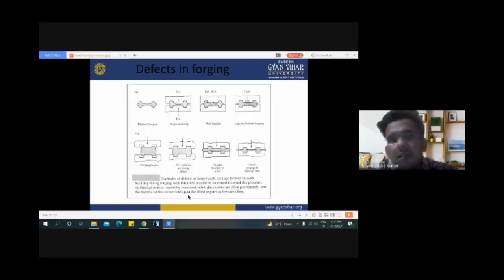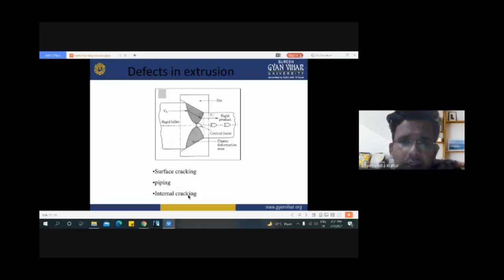Now these are the various defects commonly occurring in the forging process, like buckling, bending, wave buckles, laps in finished forging, forging bend, die cavities not being filled, cracks developing in ribs, and cracks propagating through ribs. These are the defects in the forging process. Here are the three defects commonly occurring in the extrusion process: one is surface cracking, second is piping, and third is internal cracking of the finished goods.